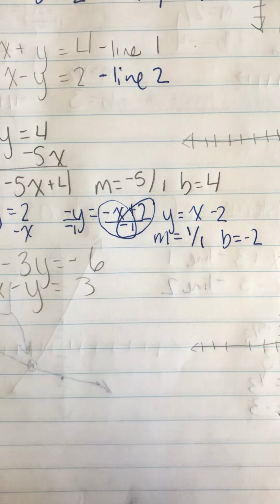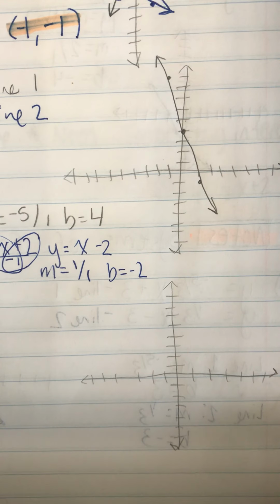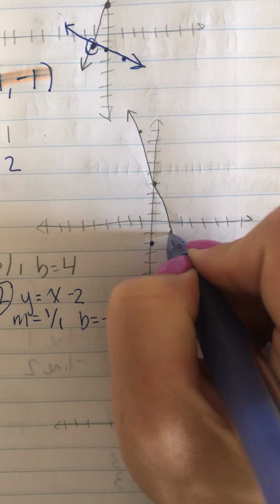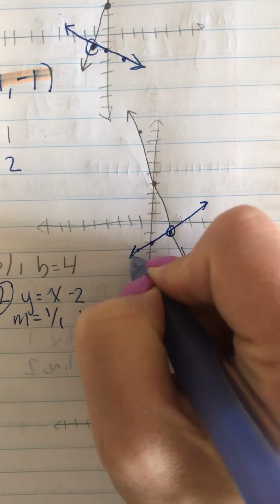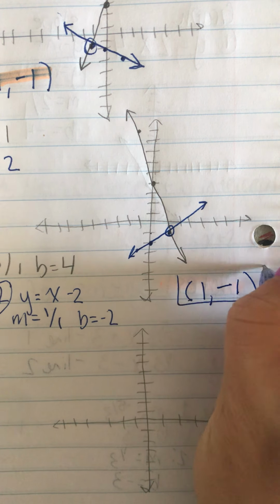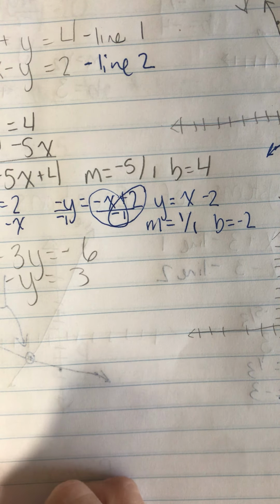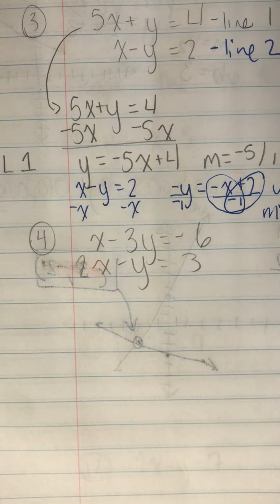And my y-intercept is negative 2. Now I can go ahead and graph it. Negative 2 up 1 over 1. There we go. We found our intersection point, but continue graphing it. So my final answer is 1, negative 1. Okay, you guys try number 4. Pause the video when you're done. Unpause it and see if you get the same answer that I did.